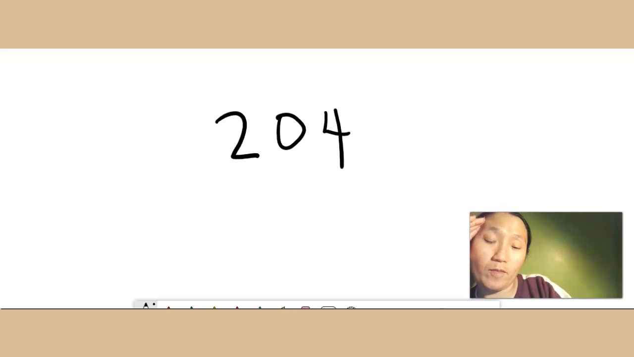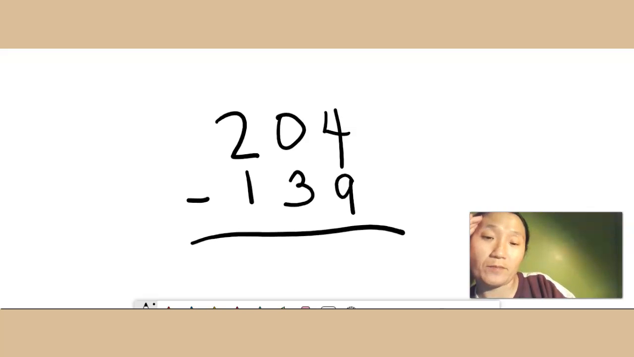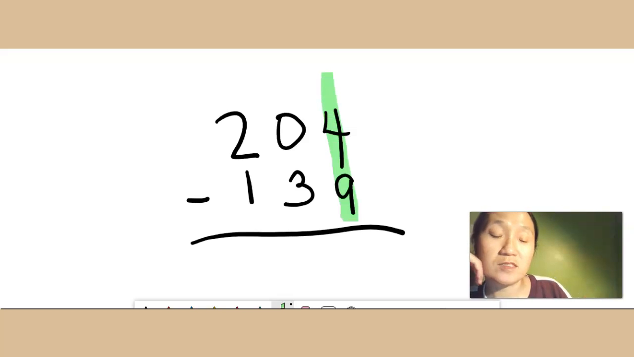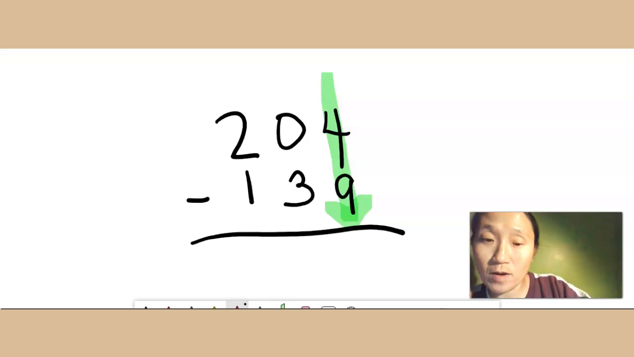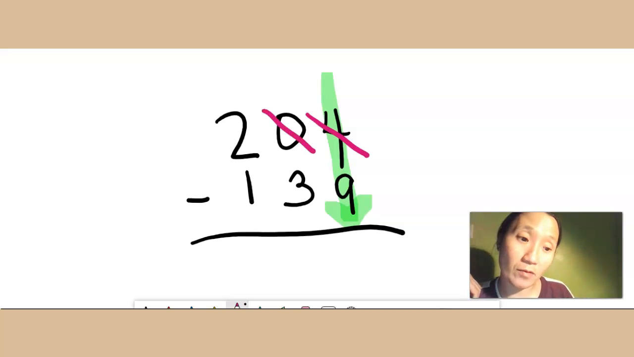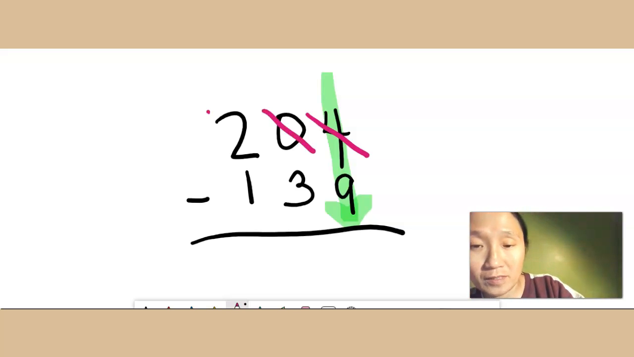Okay, let's work on some subtraction. Please write this. Okay, so we start from top to bottom. So we'll subtract those first, top to bottom. We start from top to bottom. So 4, if I have 4, I can not take 9 away. So I have to borrow. But there's nothing in the tens place to borrow. So I gotta go to the hundreds place to borrow.